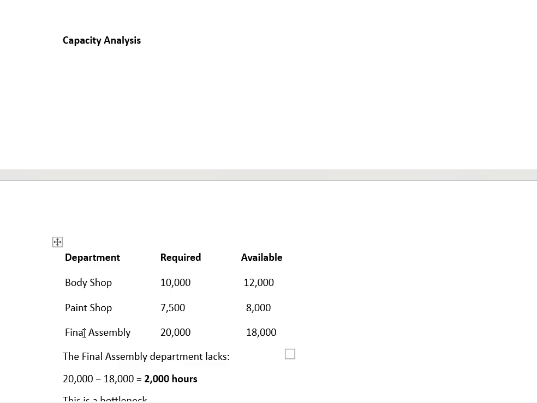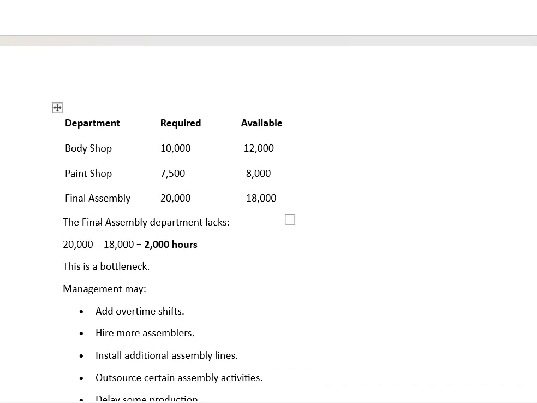For final assembly, required is 20,000 and available is 18,000. So it is overloaded. The final assembly department lacks 20,000 minus 18,000 equal to 2,000 hours. So this is a bottleneck. This final assembly is a bottleneck.